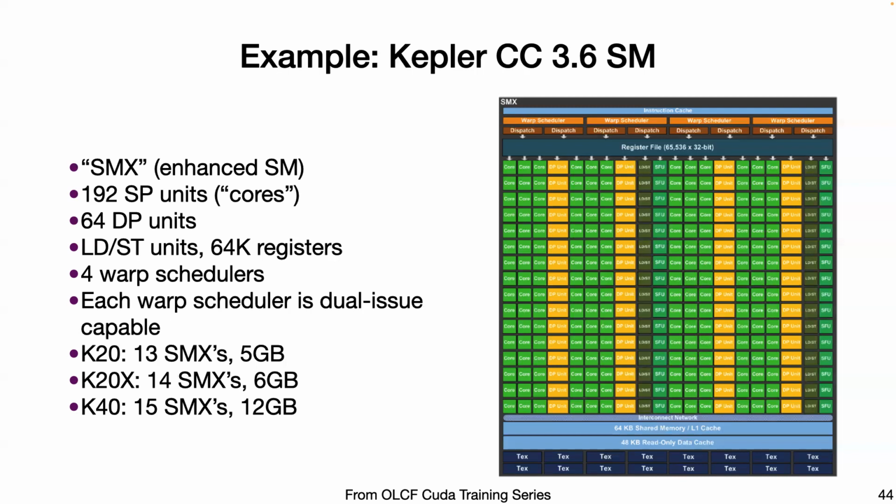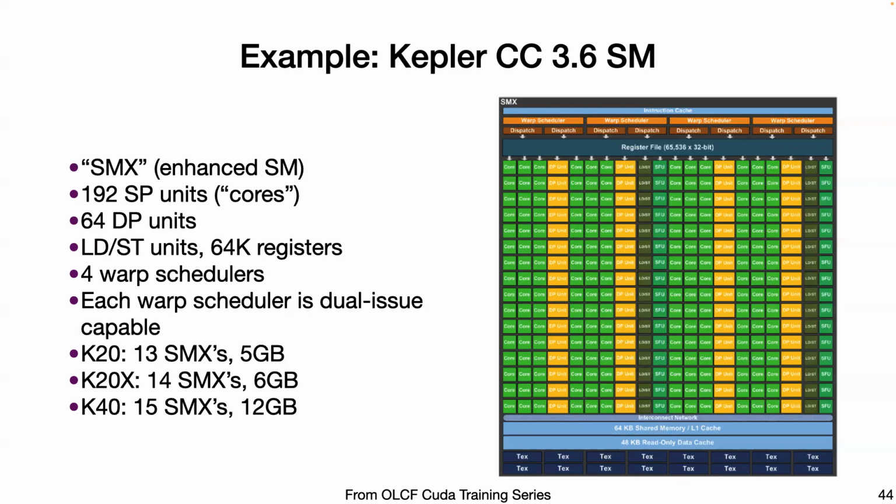So the cores per SM are fixed, and they have some specification. This is an older one. The cores on one SM: there's 192 single precision, 64 double precision. Then they have load store units, and 64K registers. You have some schedulers. I will explain what a warp is later. Every warp scheduler is dual issue capable, which means you can issue 2 instructions at once. You can do 1 single precision and 1 double precision in every cycle.